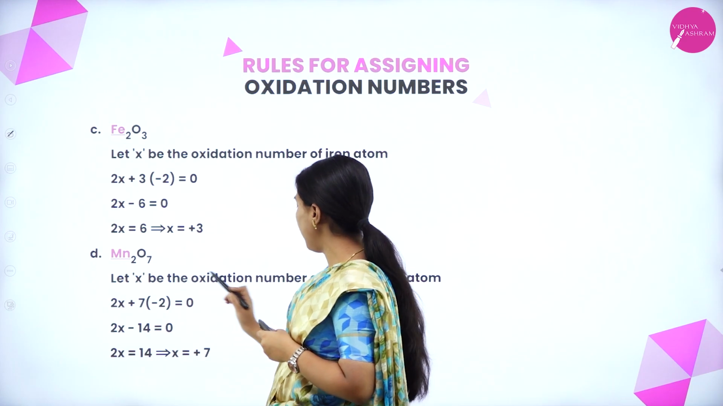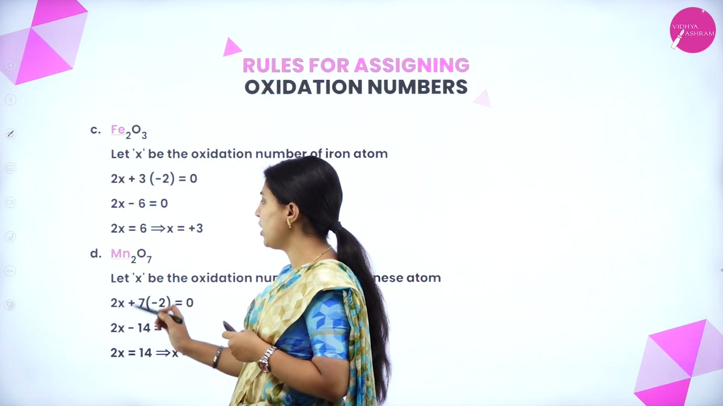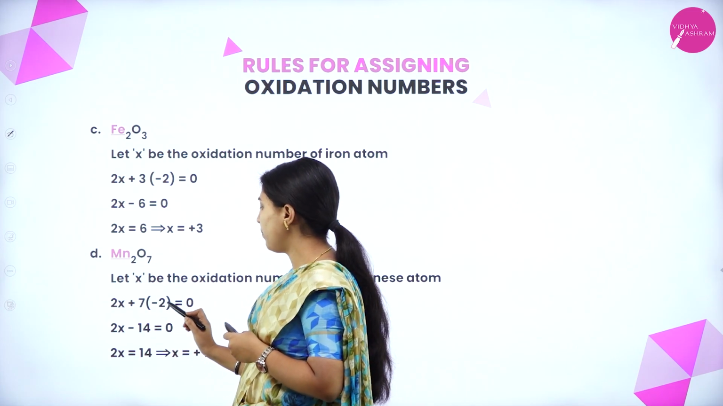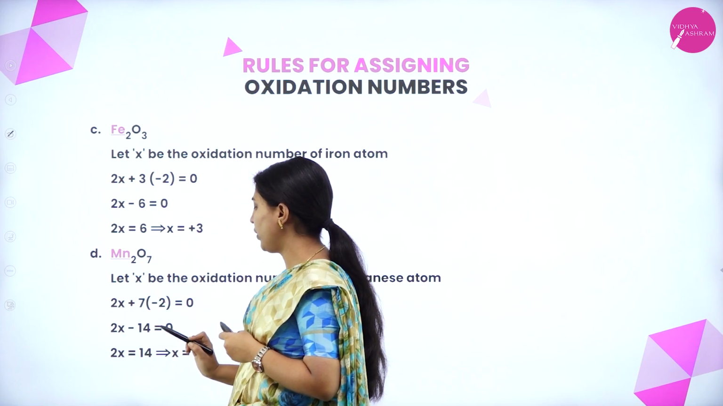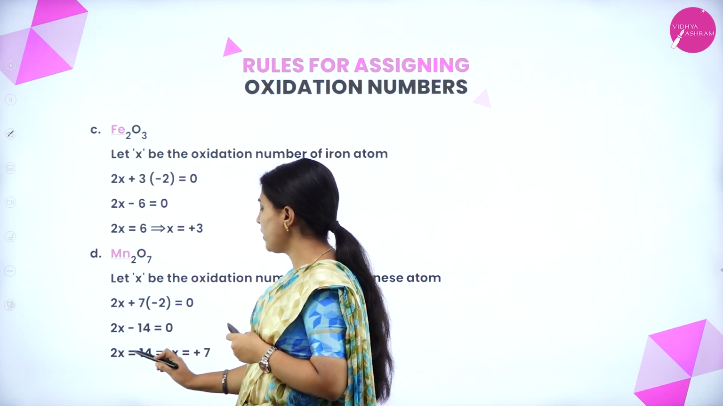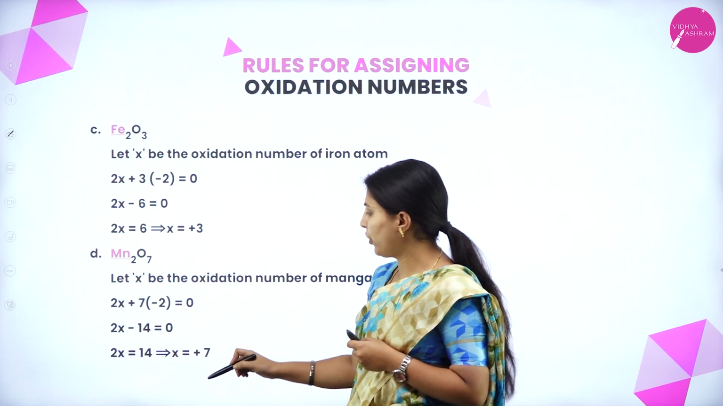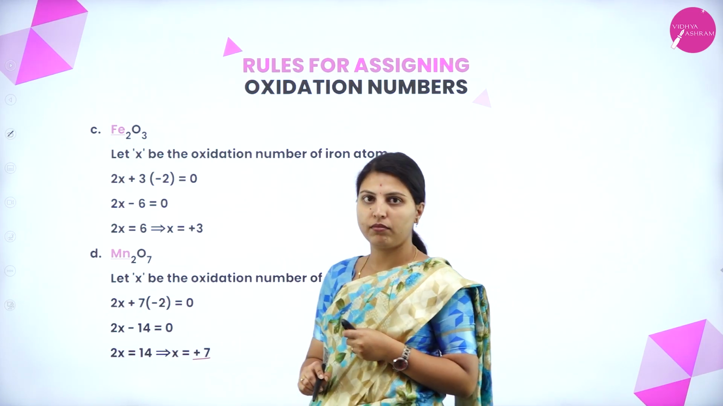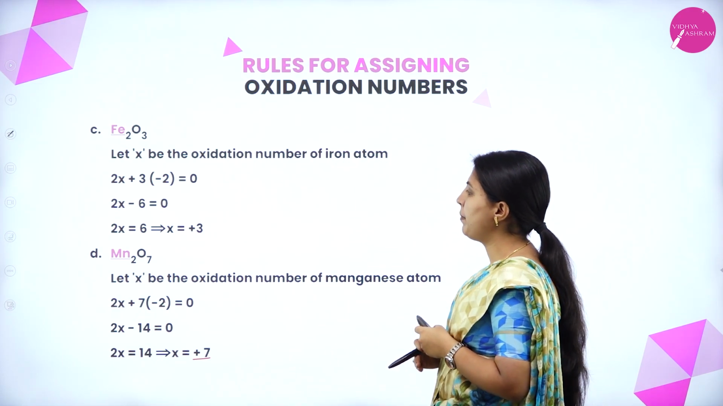Here also Mn is manganese. Let the oxidation number of manganese be x. 2x plus 7 into -2 equals 0. 2x minus 14, since 7 twos are 14, equals 0. 2x equals 14, so x equals 14 by 2, that is +7. For manganese, usually the +7 oxidation state will be present.